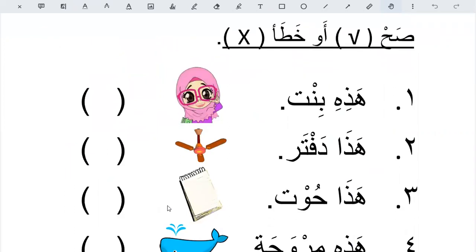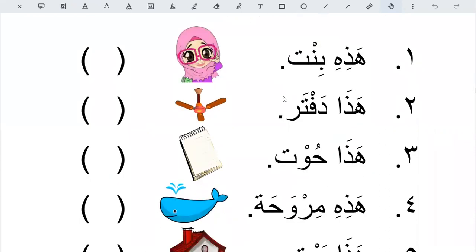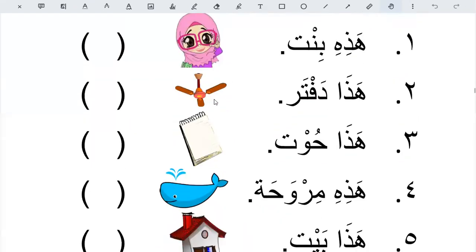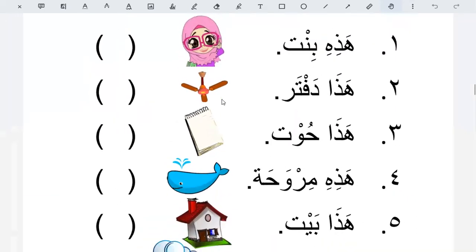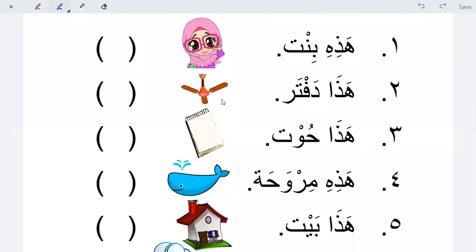Sahih aw khata. Correct or wrong? So you tell me whether this sentence is correct according to the picture or not. So first read the sentence and then translate. Hazihi bint. So yes, translation. Correct. What is the meaning of hazihi bint?